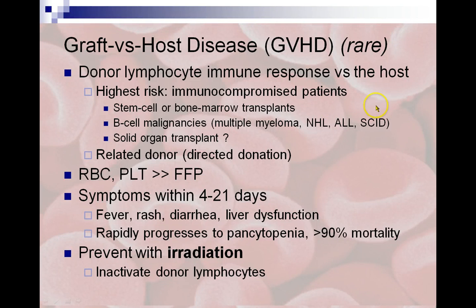Symptoms occur within 4 to 21 days. They start as a fever and rash and then progress to diarrhea, liver dysfunction, and then to pancytopenia. This is very highly fatal. We prevent graft versus host disease by irradiating the products in order to inactivate the donor lymphocytes. So this should be done especially in patients who are at the highest risk of graft versus host disease.